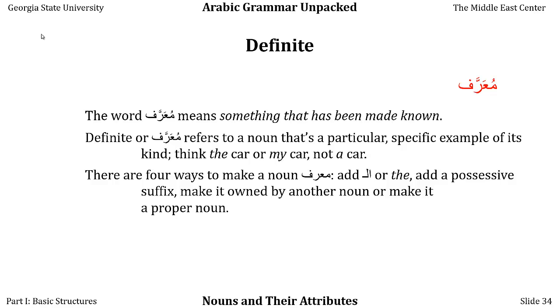There are 4 ways to make a noun mu'arraf, and in a separate lesson we'll deal with all of these. We can add alif lam or the, we can add a possessive suffix, we can make it owned by another noun, which will be a subject of a whole lesson on its own, or we can make it a proper noun like Cairo or Muhammad. Those are automatically definite because they're proper nouns.